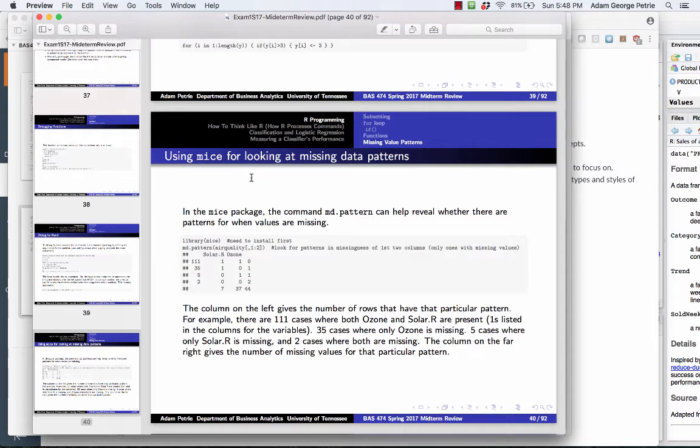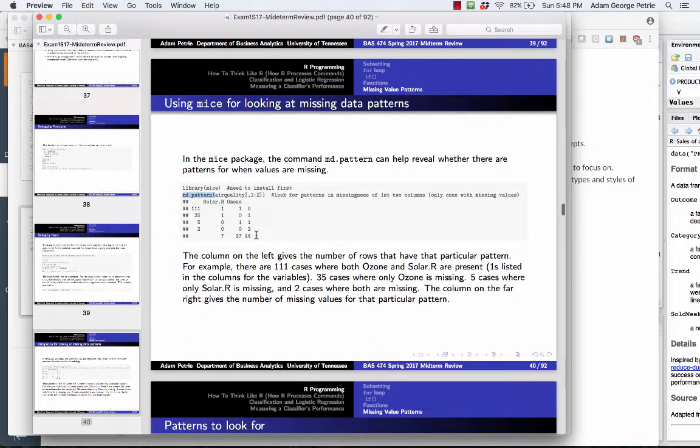Now, one thing you weren't asked about in the take-home midterm was stuff about missing data patterns. And this is where I'm going to actually put some stuff on the exam. So we use the mice package to look at missing data patterns with that md.pattern. And you're going to want to be familiar with how you interpret a table that looks like this.